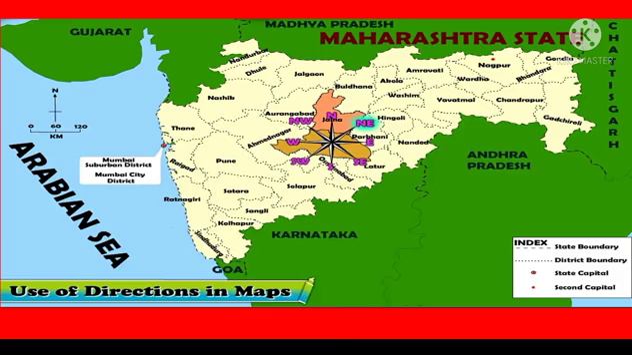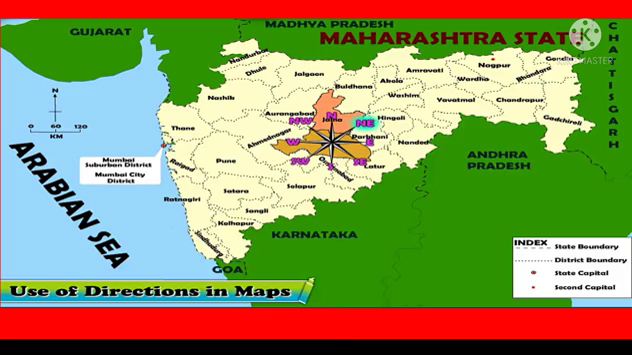Jalna lies to the north of Beed. Ahmednagar lies to the west of Beed. Nanded lies to the east of Beed. And Osmanabad lies to the south of Beed. Parbhani lies to the northeast of Beed. And Aurangabad lies to the northwest of Beed. Latur lies to the southeast of Beed.